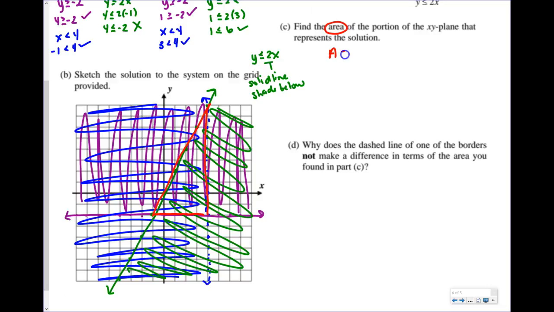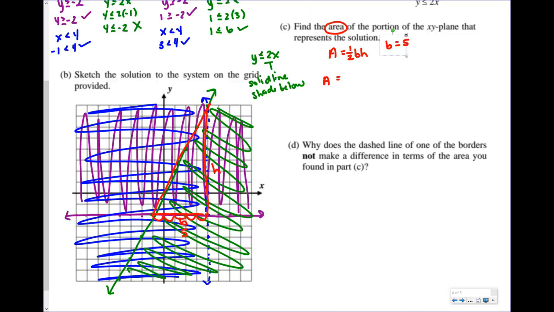So area of a triangle is 1/2 base times height. Now, how are we going to find our base and our height? Well, my base is this right here, and this is my height. Now I'm going to count how many I have. I have 1, 2, 3, 4, 5. So my base equals 5.